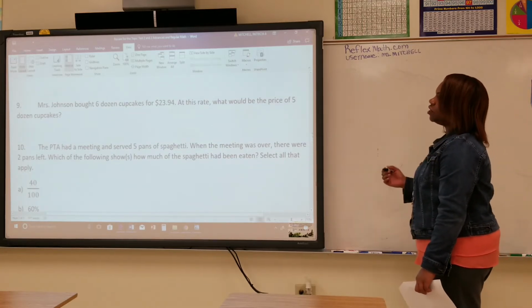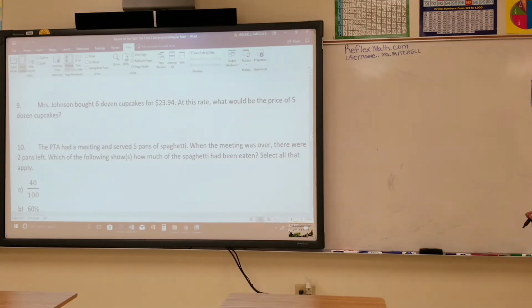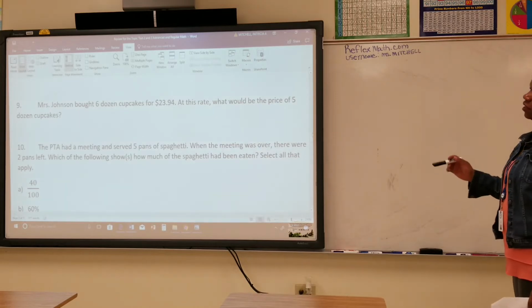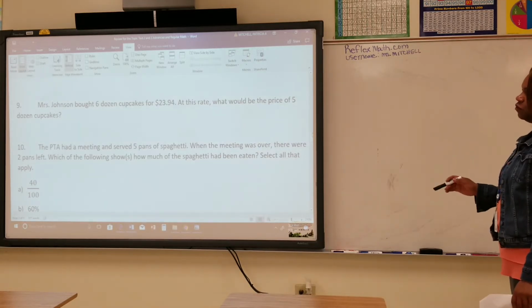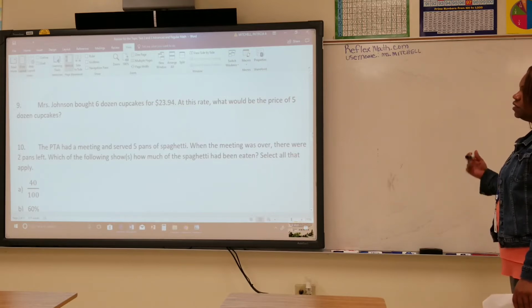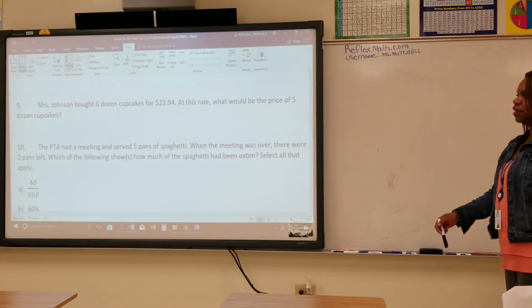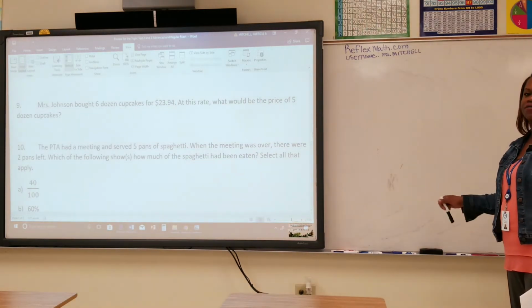Number 9 says, Ms. Johnson bought 6 dozen cupcakes for $23.94. At this rate, what would be the price of 5 dozen cupcakes? Okay, a lot of students look at this question and get very discouraged. Don't. Ms. Johnson bought 6 dozen cupcakes for $23.94. At this rate, what would be the price of 5 dozen cupcakes? Okay, we already know how much 6 dozen cupcakes cost, but they're asking us how much 5 dozen costs.